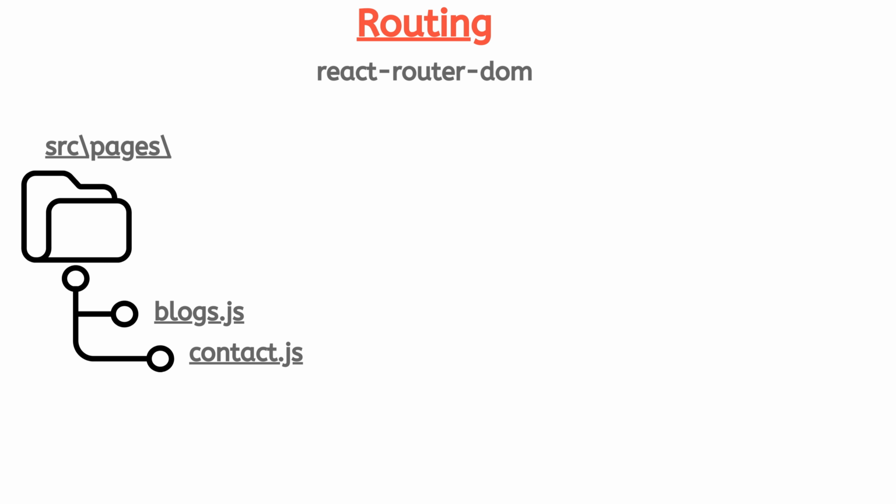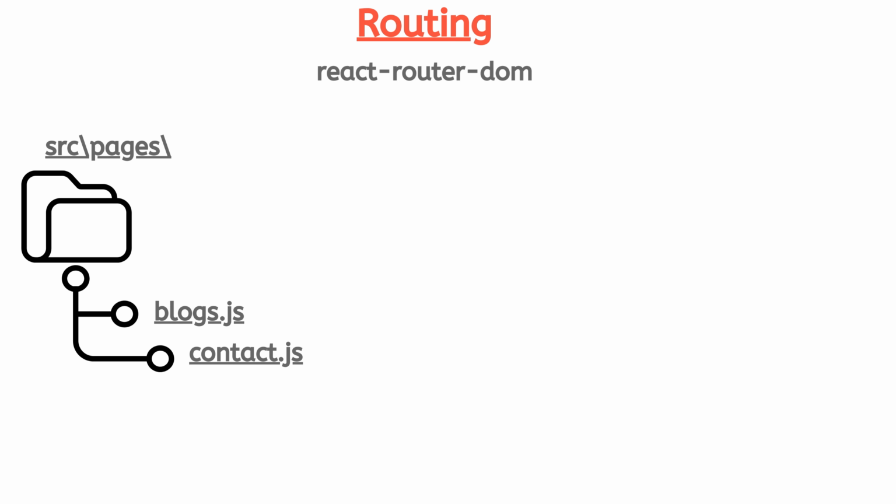So if you see the left side under the src, there is a folder called pages. Every page in React should go inside the pages folder, otherwise it won't route. Under src and pages, there are two files, blocks.js and contact.js.